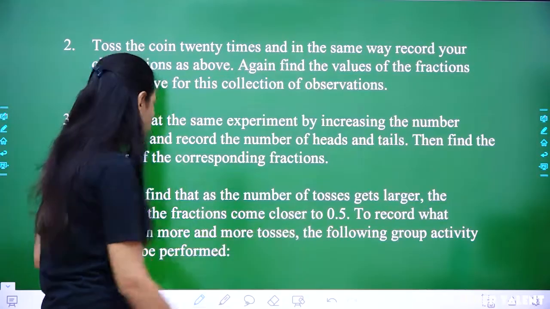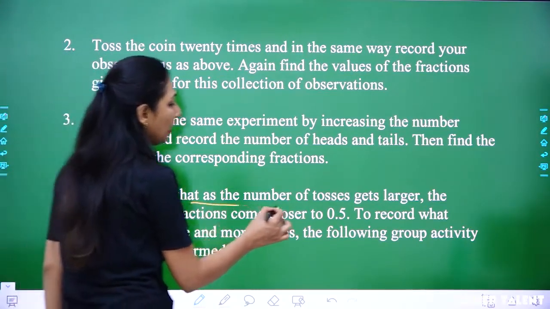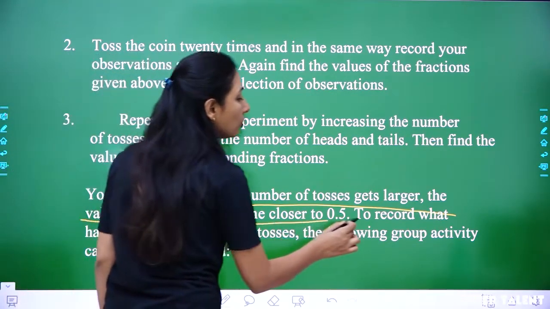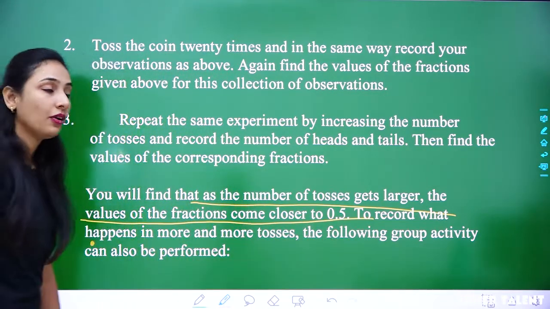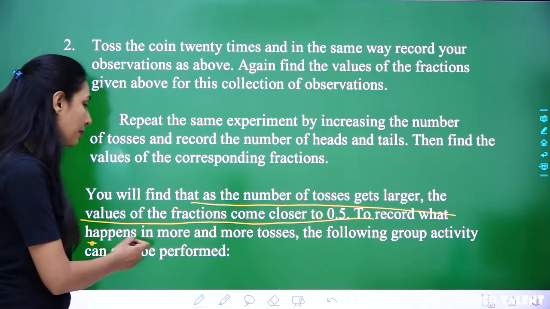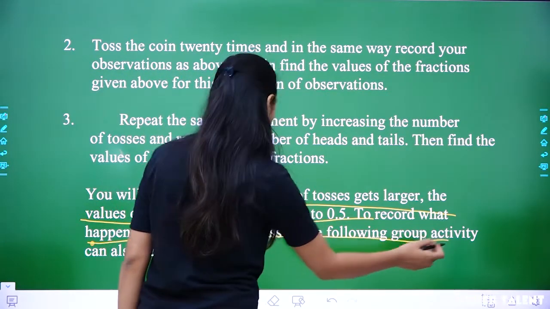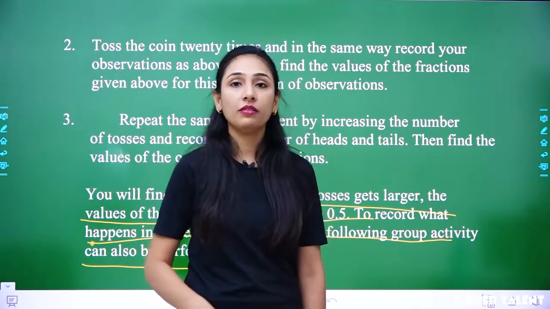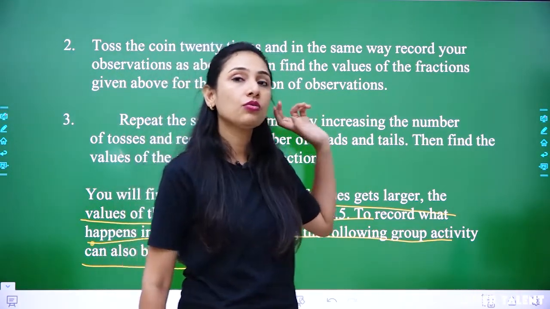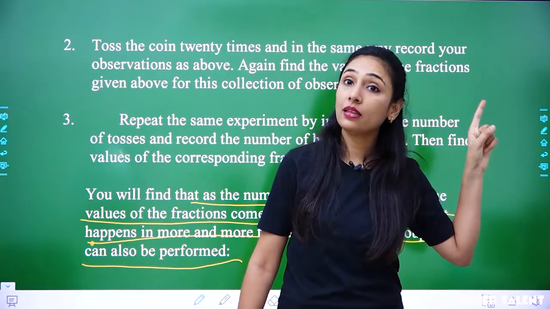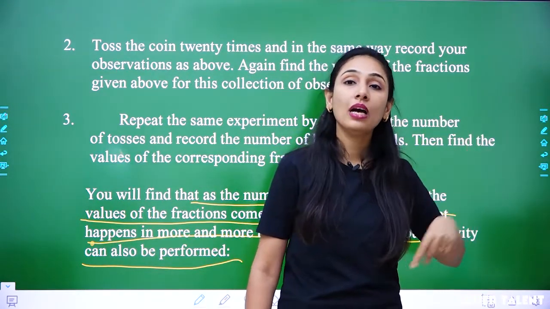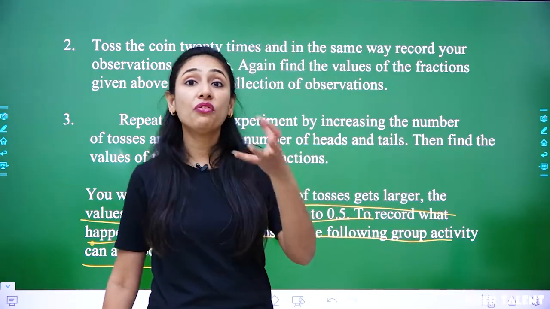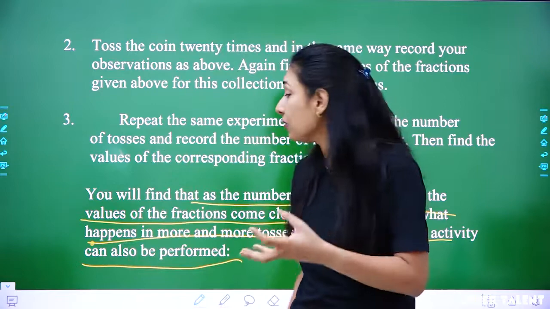Now what you will observe is that as the number of tosses gets larger, the value of the fraction comes closer to 0.5. Right? To record what happens in more and more tosses, the following group activity can also be performed, and I have told you about the group activity. So going from 10, to 20, and then to something like 500, you will definitely get a number very close to 0.5. Okay, very close to 0.5.